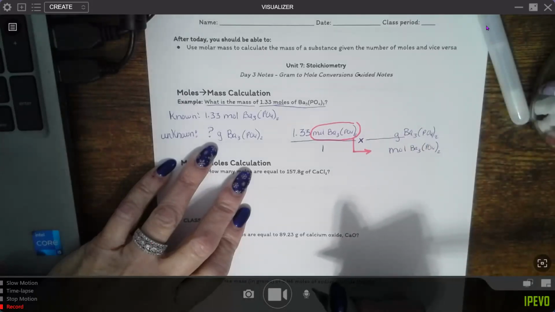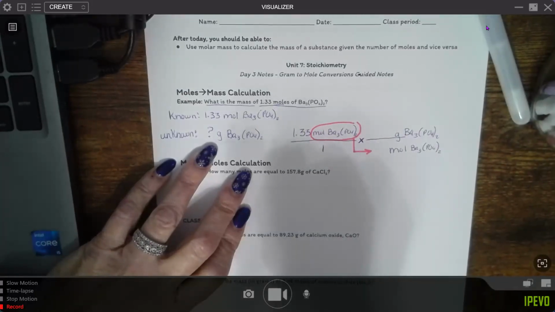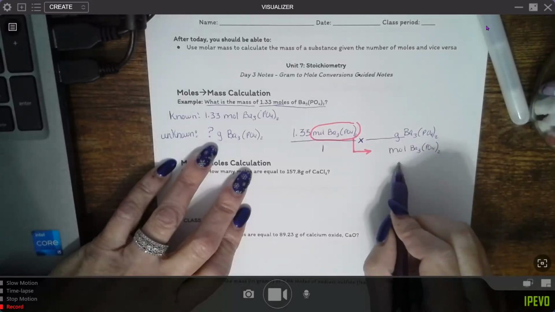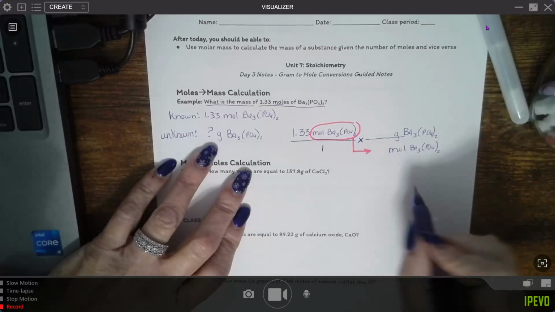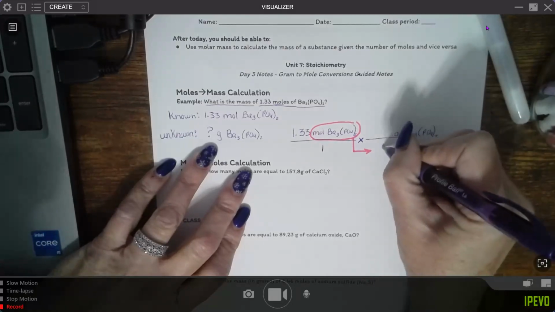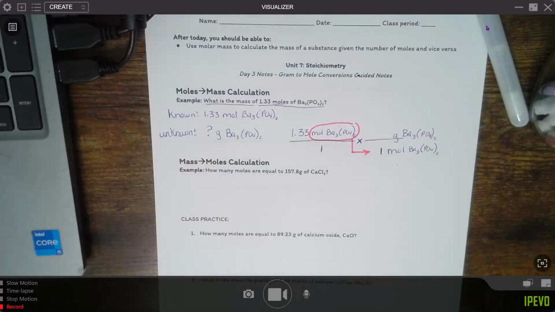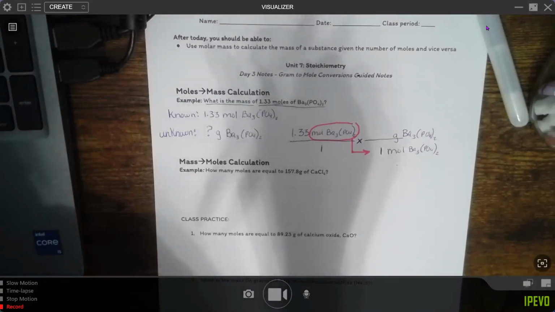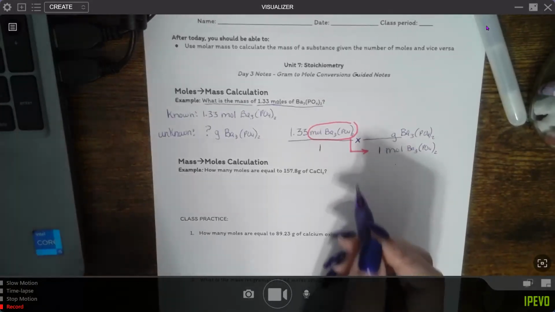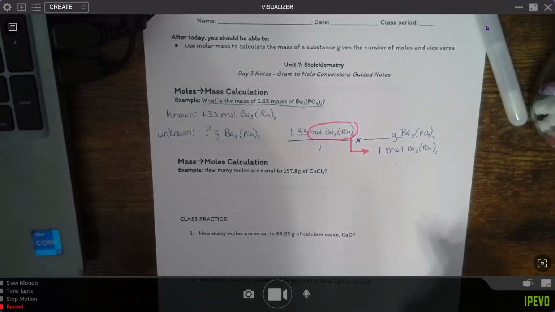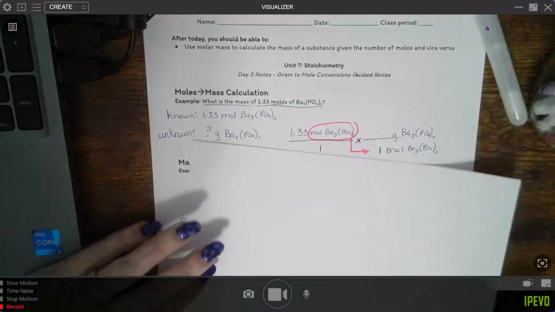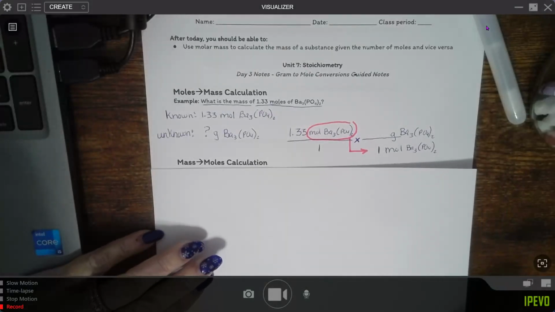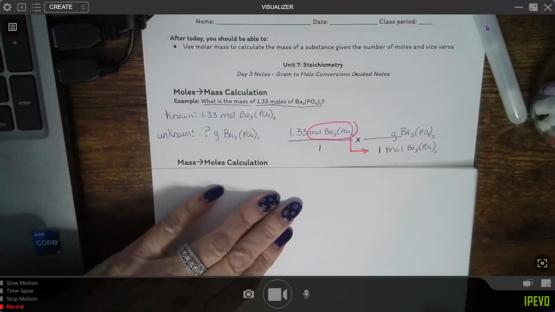Here are the things that you need to remember. When you have moles in this type of problem, the number that goes with moles is always 1, because we're always looking at the molar mass, which is the mass of 1 mole of the substance. Now we have to come up with our grams, and our grams are going to come from the periodic table. I'm going to add another piece of paper here so that I can do this calculation.